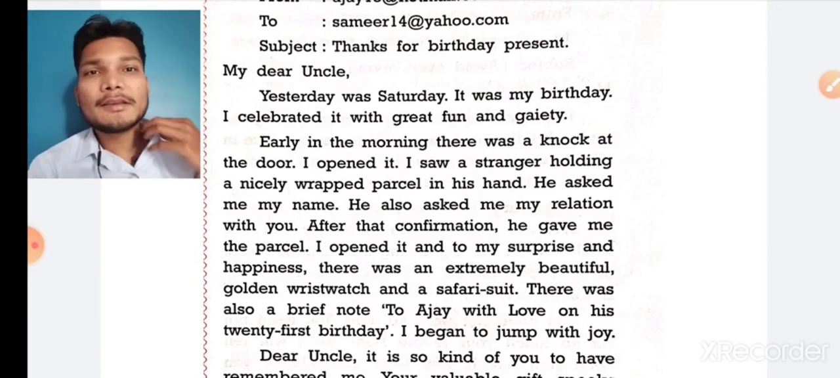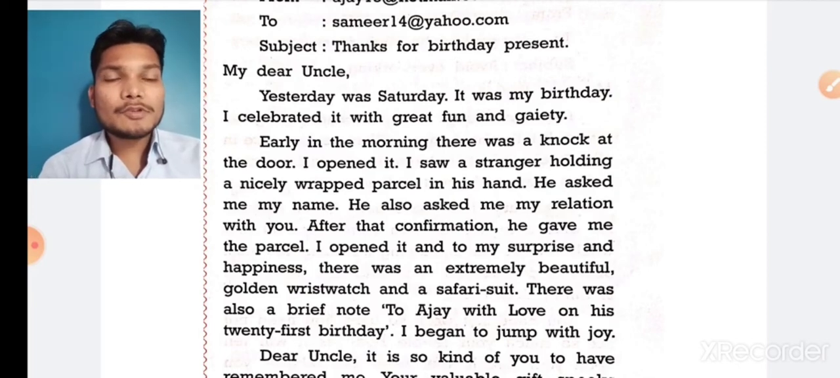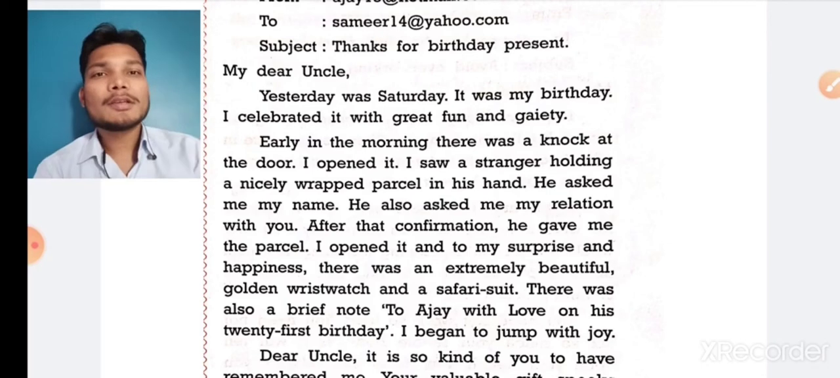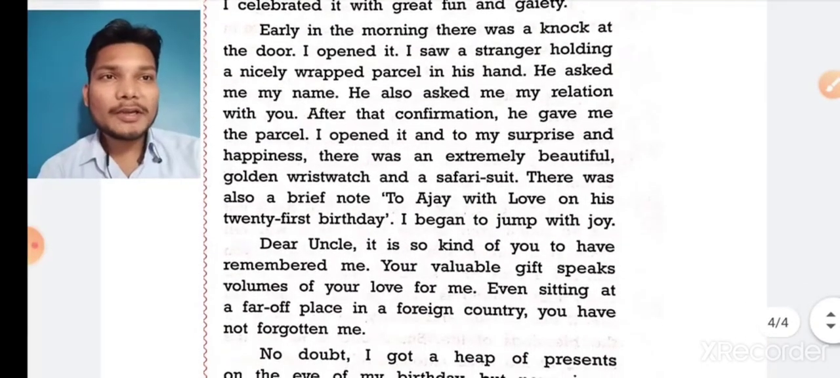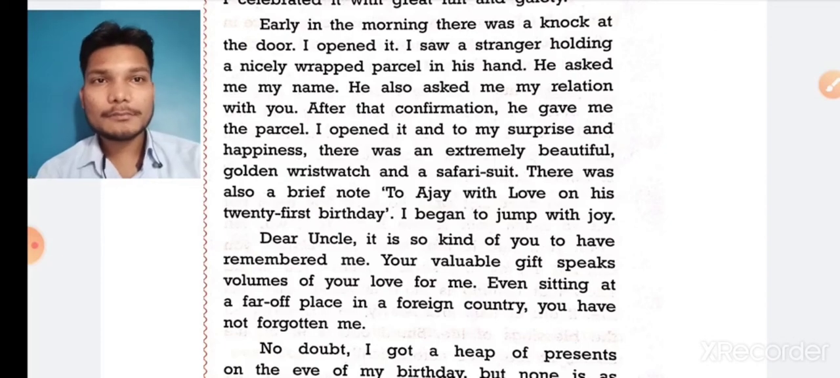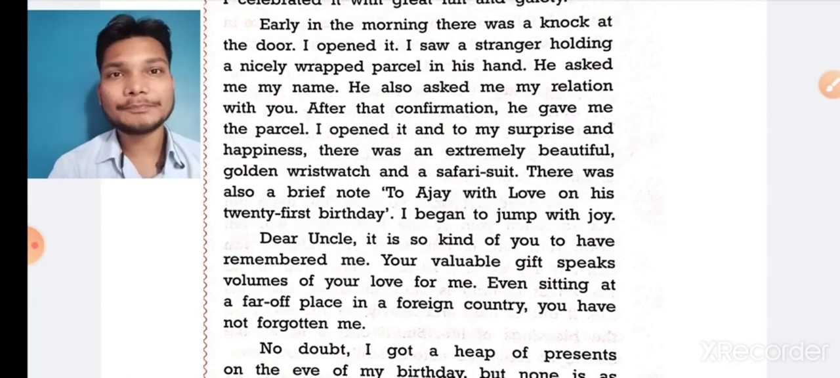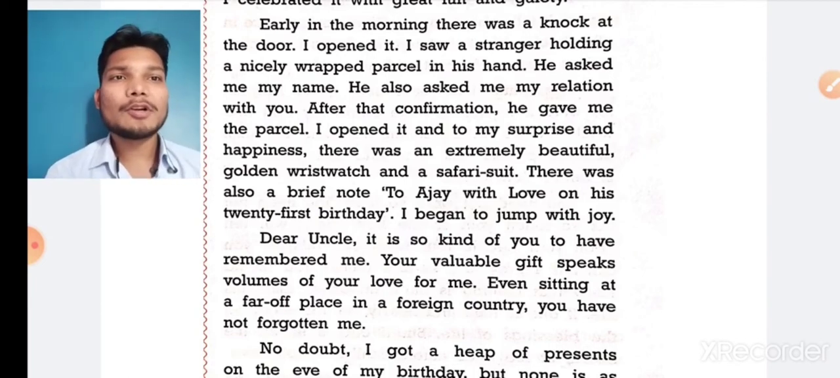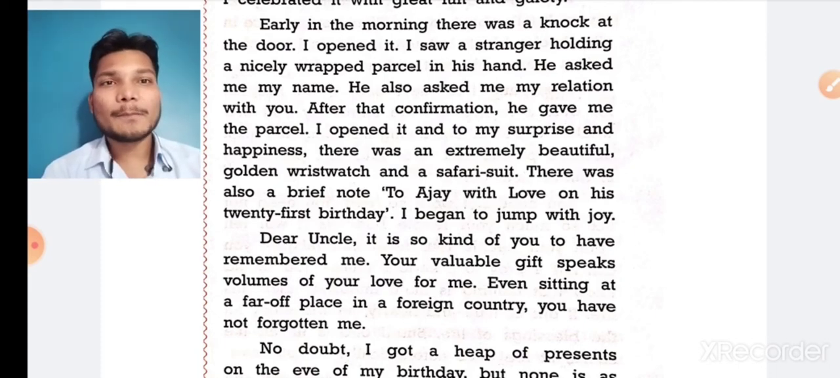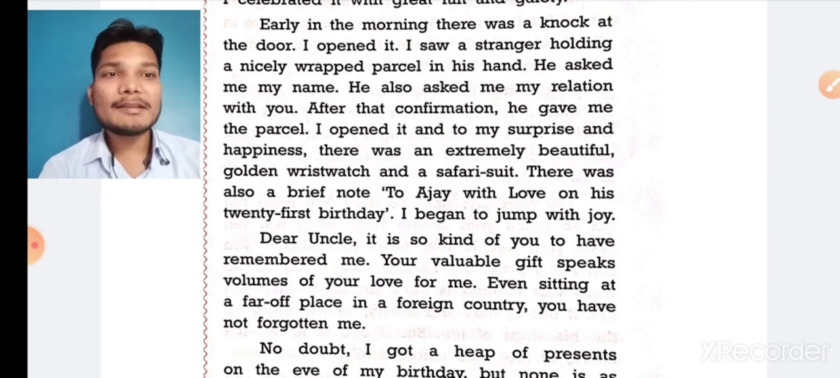So here let us see how it starts. Yesterday was Saturday. It was my birthday. I celebrated it with great fun and gaiety. It means with full enjoyment I have celebrated my birthday. Early in the morning there was a knock at the door, okay. I opened it. I saw a stranger holding a nicely wrapped parcel in his hand. He asked me my name. He also asked me my relation with you. After that confirmation, he gave me the parcel. I opened it, and to my surprise and happiness, there was an extremely beautiful golden wristwatch and a safari suit.